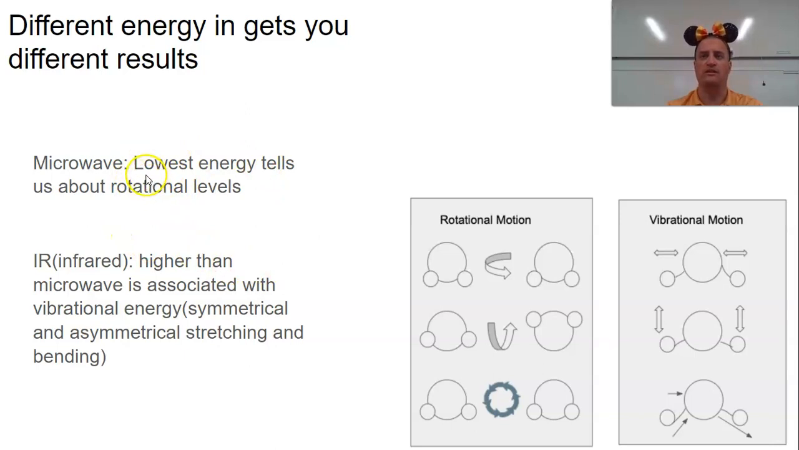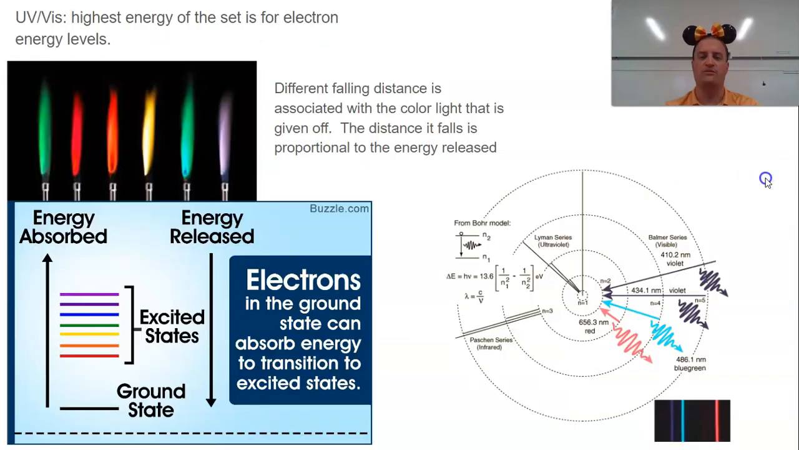NMR is nuclear magnetic resonance. That does another type. But I've done IR spectroscopy when you look at the ideas of what these different types of compounds are. And then the last one is UV-vis, which is ultraviolet and visible, highest energy, and it's set for electron energy levels.